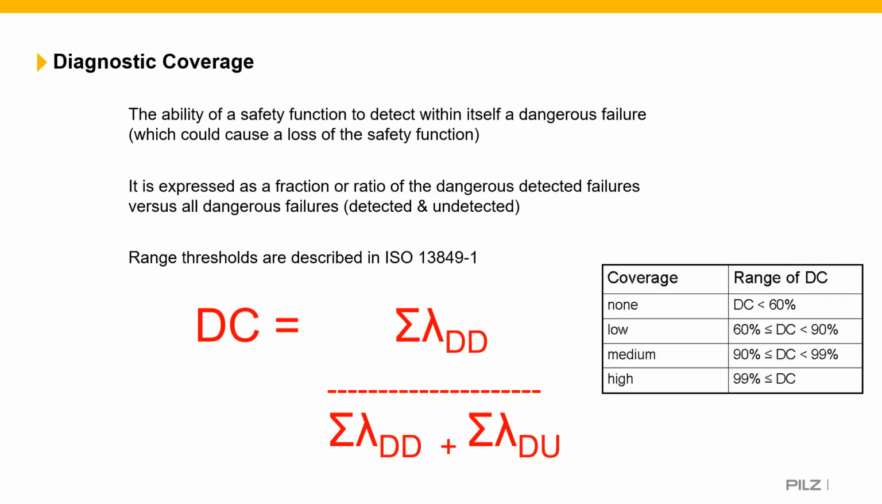So the ability of a safety function to detect within itself a dangerous failure is expressed as a fraction or a ratio of the dangerous detected failures versus all dangerous failures. So diagnostics coverage equals all dangerous detected failures divided by the sum of all dangerous detected failures and all undetected failures. And that is given as a percentage.